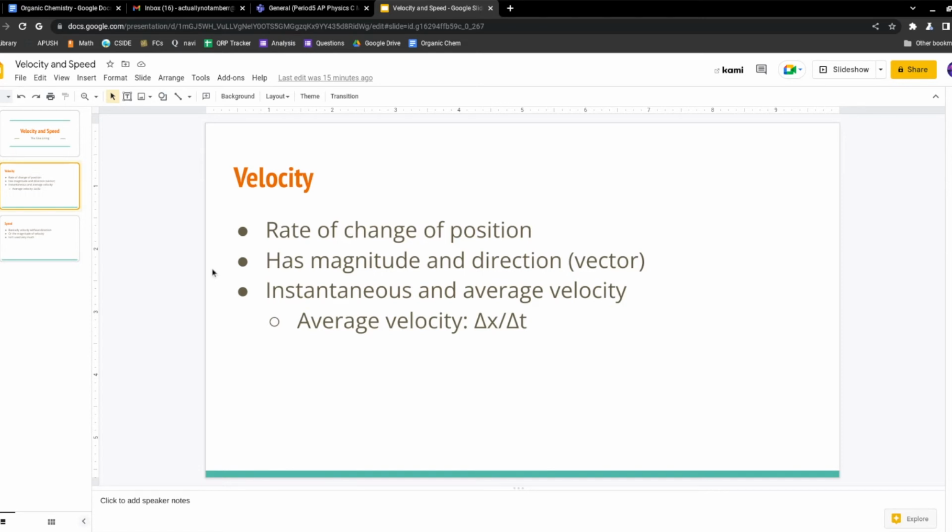Then there's average velocity. So average velocity is total change of displacement over the total change of time. So let's say in our previous scenario, the person moved 8 meters in 2 seconds. Then their average velocity is going to be 4 meters per second.